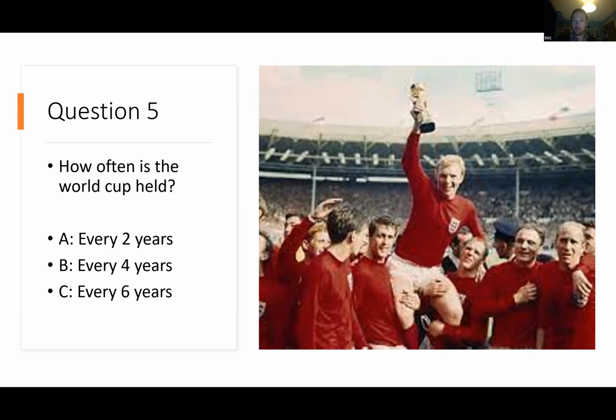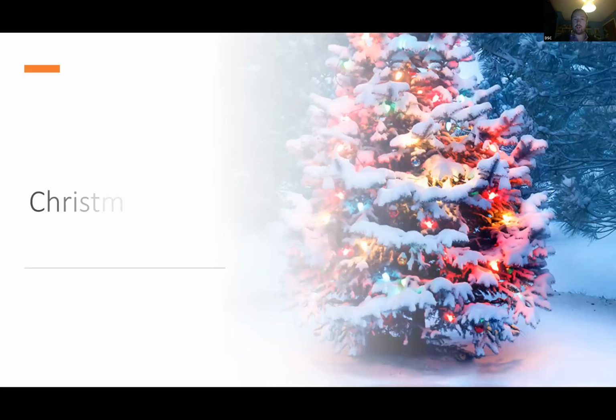So on we go to round 2, which this time is all about Christmas. So this is the Christmas round, nice and festive themed.